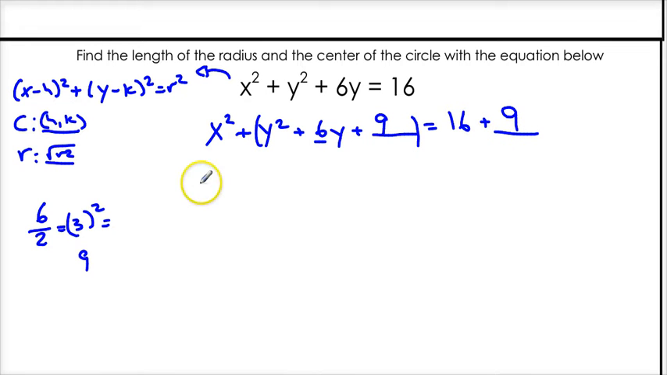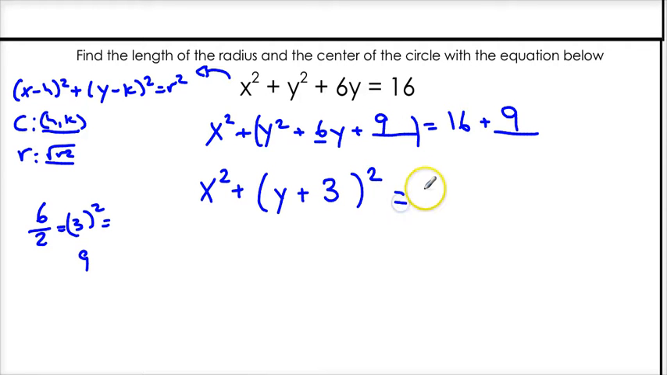Now check it out. When I add 9 to both sides, this becomes a perfect square trinomial. So this factors into y plus, and remember I just take half of this, 3, and then it's squared. See what just happened there? Isn't that amazing? We just changed it, and now we get equals 25. Now we have the form that we know how to work with.